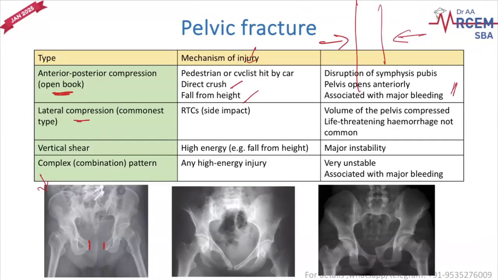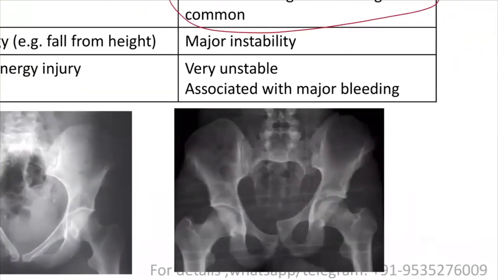Lateral compression, lateral impact is there. Okay, side impact is there. This is unlikely to cause hemodynamic instability, unlikely to cause life-threatening hemorrhages in this individual. Vertical shear is present. So basically, you have fallen down from a height, vertical shear, it causes major instability.